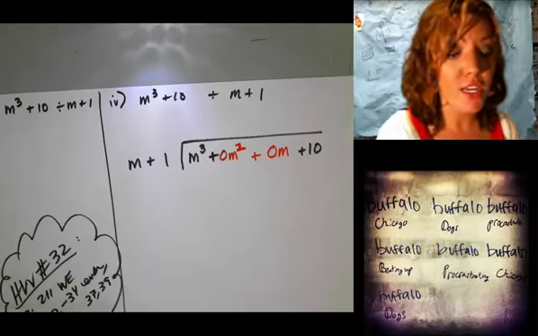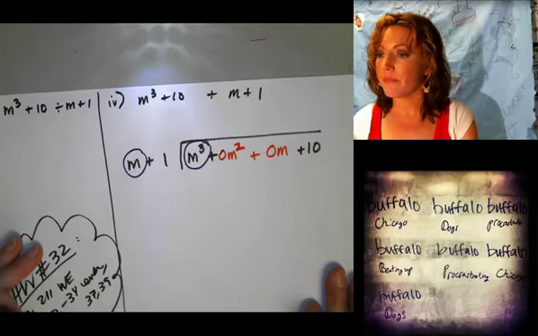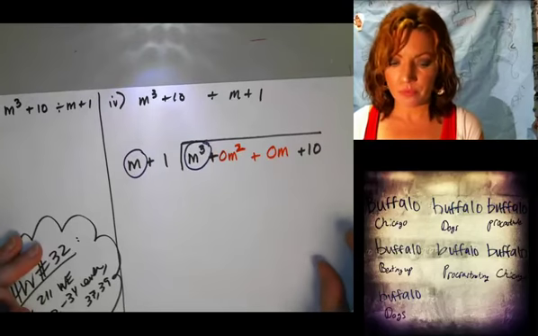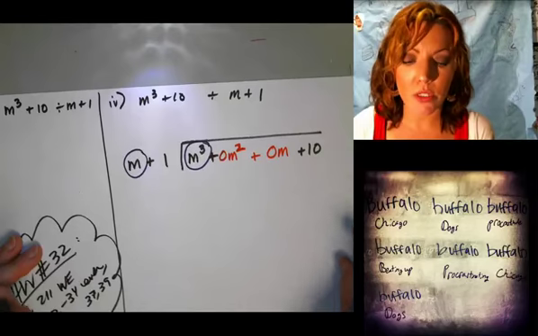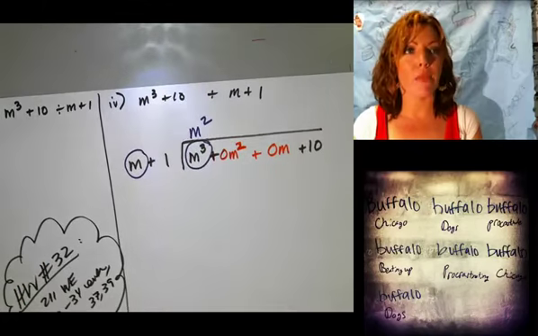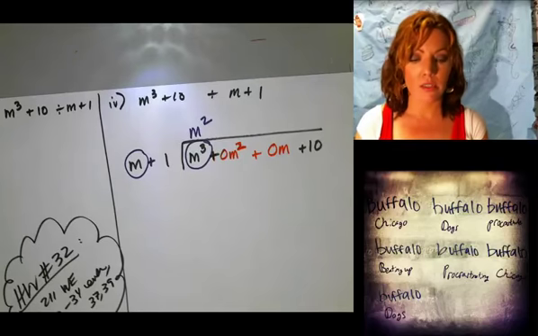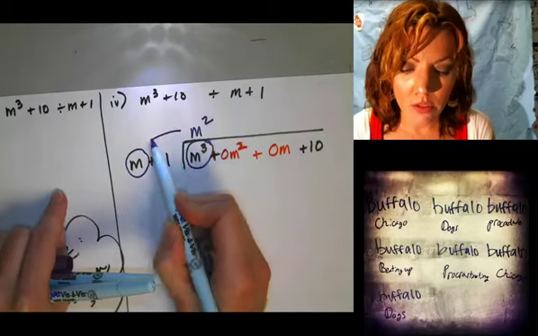Here, let me circle something. What do I do with those two? You see how many times m goes into m cubed. Good. So m times what gives us m cubed? M to the second. Now that I have an m to the second up there, what do I do with it? Distribute it. Distribute it to what? To the m and to the plus 1. Good.